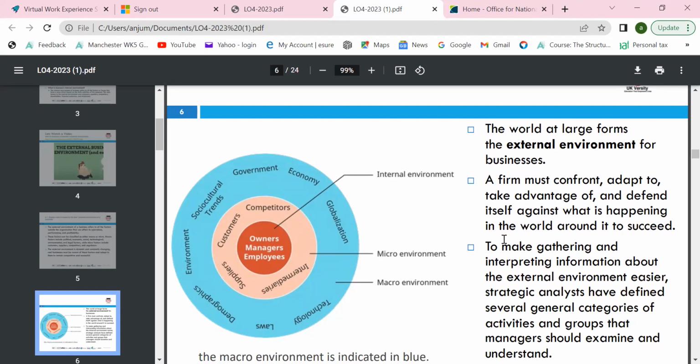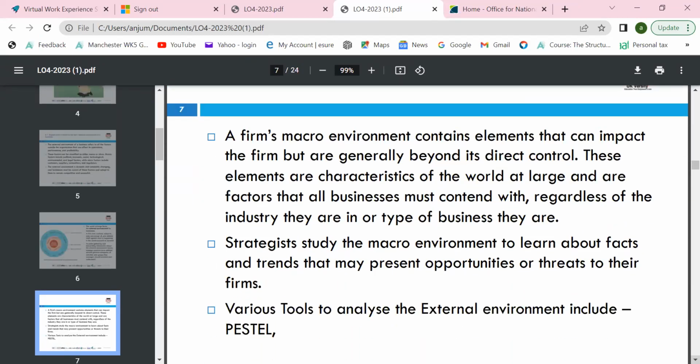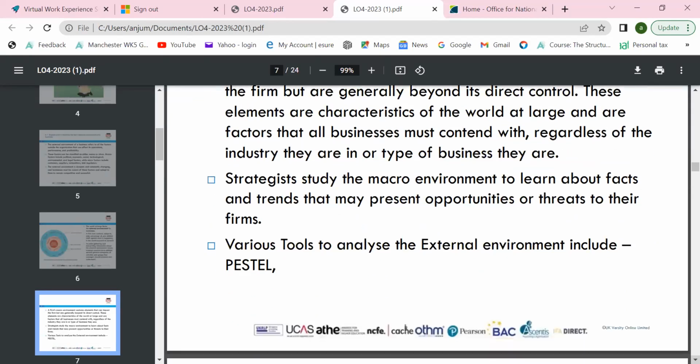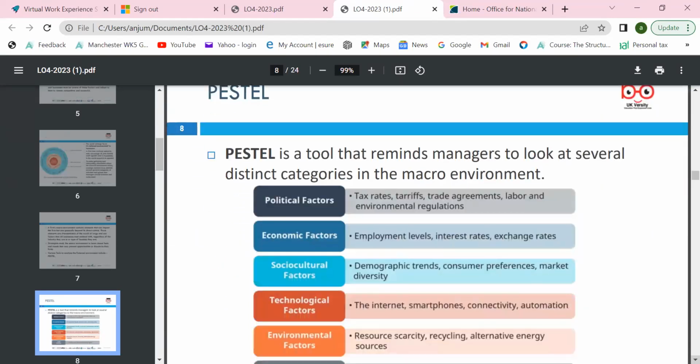Strategic analysts define several categories of activities which we need to understand when we make business decisions. Yes, business strategies. The firm's macro environment contains the elements that impact the firm generally beyond their direct control. They can't control them. They have to adjust the operations. The strategist is always looking and making the action plan accordingly. We can look at PESTLE or PEST: political, economic, social, technological, environmental, and legal. Political is all the taxes, tariffs, political stability in the country.